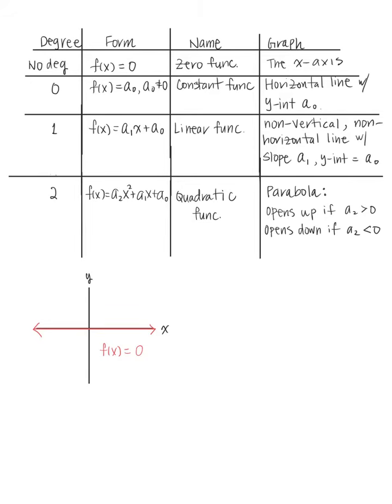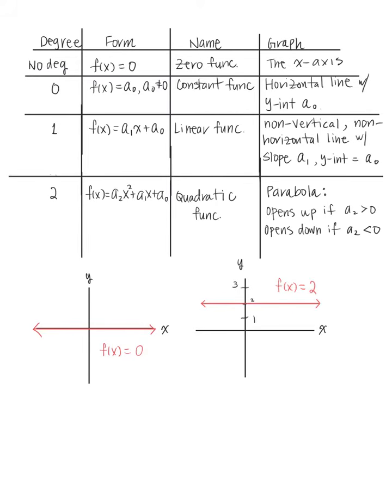Now let's go with the degree 0. Please note that degree 0 is different from no degree. Degree 0 is always going to look like f of x equals a constant. But the constant cannot be 0, because if so, then we're going to have a no degree polynomial, which is a 0 polynomial. What is the name for that? We call that the constant function. Now, what does the graph look like? It's always going to be a horizontal line with the y-intercept a sub 0. So if it's a constant function, you're going to have a graph that looks like this.